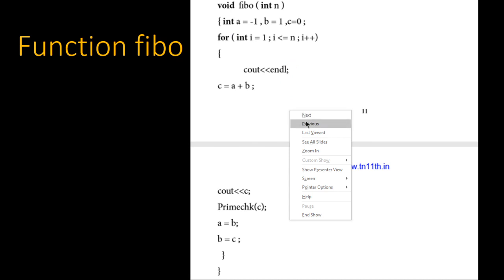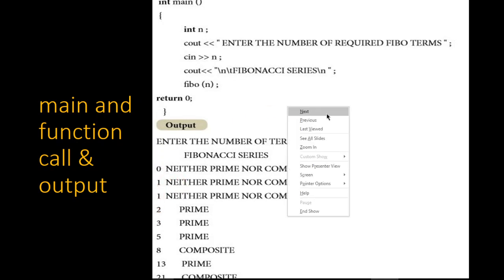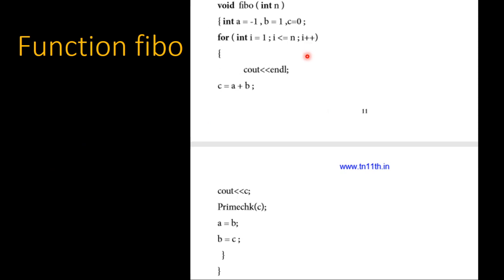You see here the format: 0 1 1 2. So one by one, in order to make this one by one, they are using this endl statement over here. Now C is equal to A plus B. What is C? C is the output variable, which is 0. What is A? A is minus 1. What is B? B is plus 1. So this will generate minus 1 plus 1 is equal to 0, which is the first number of the series.